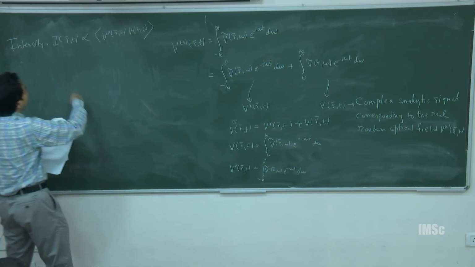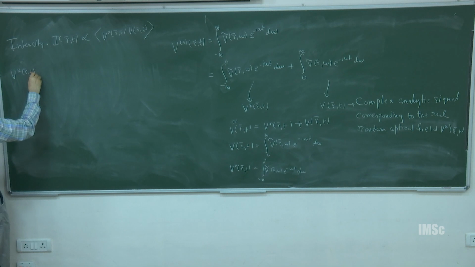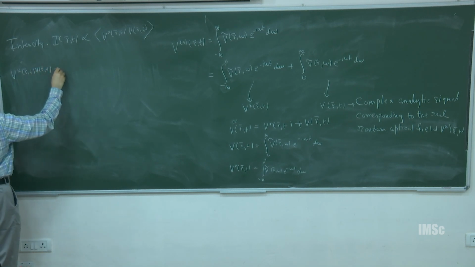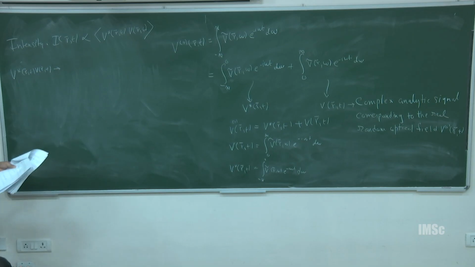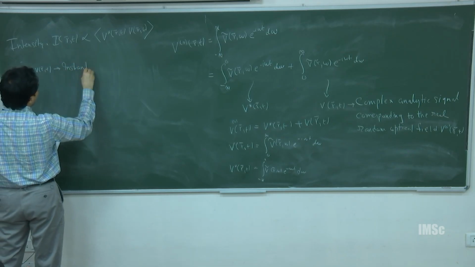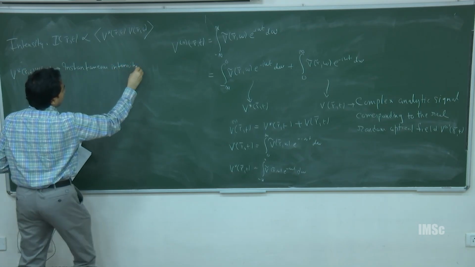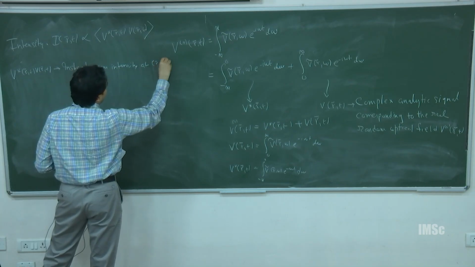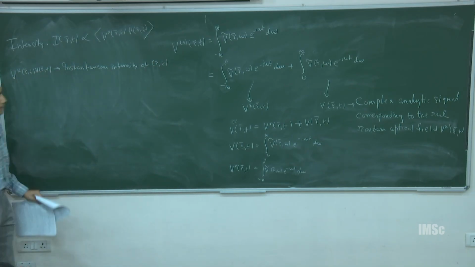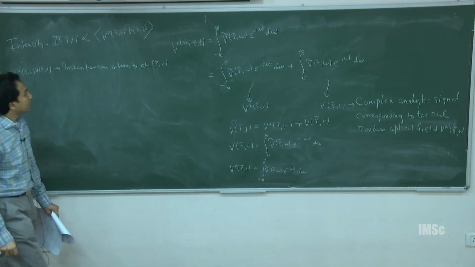So the intensity is given by the expectation value of V conjugate V. Of course, this V without the average, if you just look at this one, would give you the instantaneous intensity, at r, t, at the instant t, with the three-dimensional spatial coordinate r.